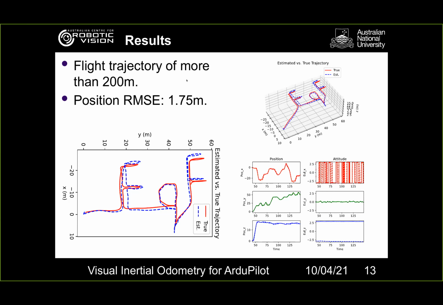So we flew for over 200 meters, and in the end, we achieved what we call root mean square error of 1.75 meters. So we, as academics, are very happy with that.